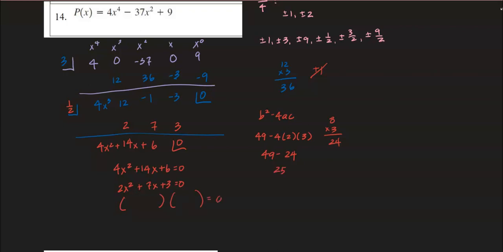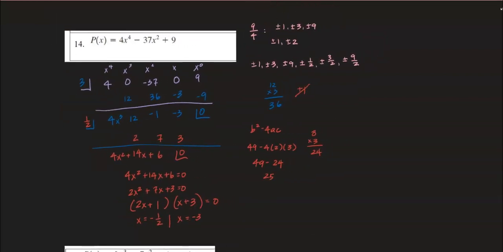25 is a perfect square. So we have a 2x plus and an x plus. We have a 3 and a 1. That's 6, 7. So x equals negative 1/2. X equals negative 3. So my zeros are x equals 3, 1/2, negative 1/2, and negative 3.